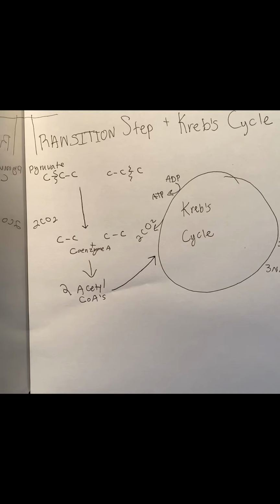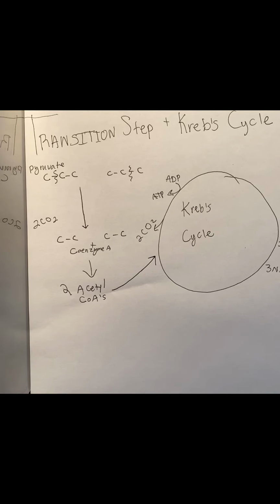Acetyl-CoA is a 2-carbon sugar, so a carbon is going to break off from each of the pyruvates. Those 2 carbons added with oxygen make CO2. 2 pyruvates are now 2 carbon sugars, which get coenzyme A, which then makes 2 acetyl-CoAs.